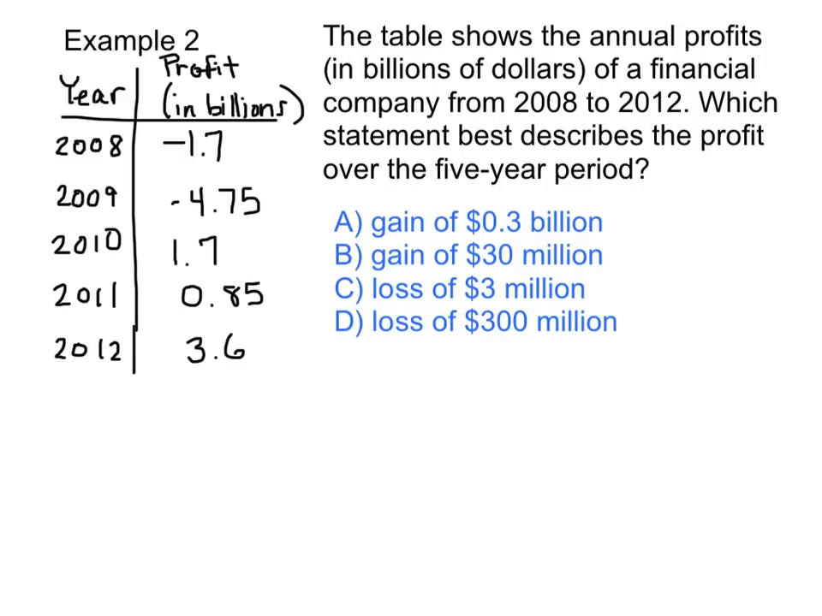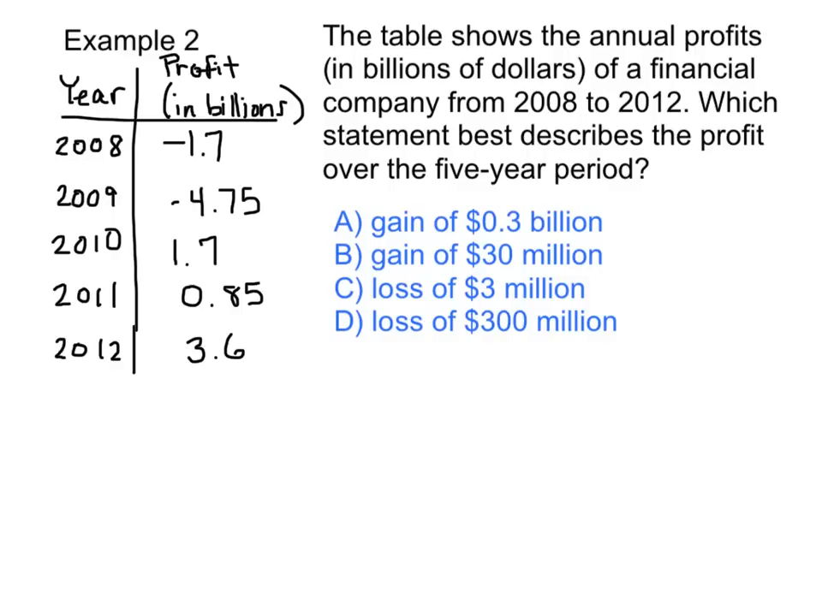Example number 2. The table shows the annual profits in billions of dollars of a financial company from 2008 to 2012. Which statement best describes the profit over the 5-year period? So if we're looking at each of these numbers, a negative is a loss, a positive is a gain. So we just want to add them together.